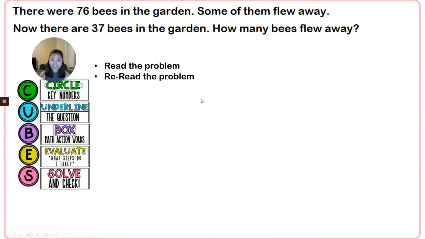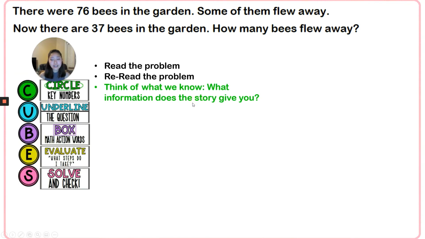Okay, now we're going to circle the key numbers and units. That one starts off with there are, right there I already see a number, 76 bees. If you notice, I always start from the front and I'm reading the problem as I get to my circling. In the garden. Some of them flew away. Now there are, right there, already bumped into another number, 37 bees in the garden. Something I noticed is that it's bees and bees, so our unit does not change.